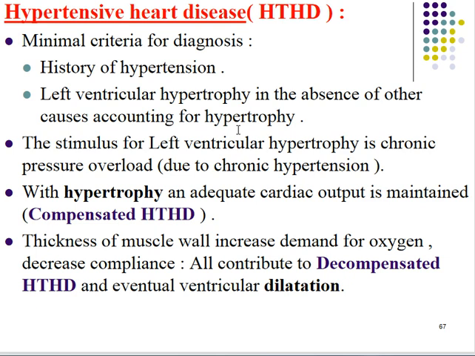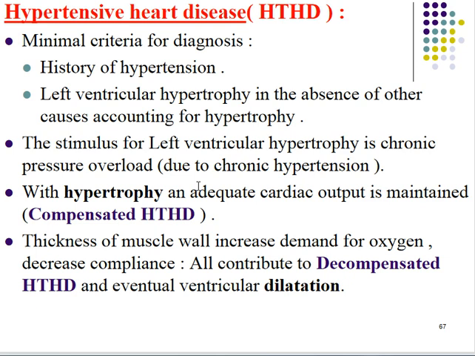With hypertrophy of the left ventricle, sometimes we still have an adequate cardiac output in spite of hypertrophy, trying to maintain a good amount of the cardiac output. This is named compensated hypertensive heart disease. That is to say, in spite of hypertrophy, there is still a good amount of the cardiac output.